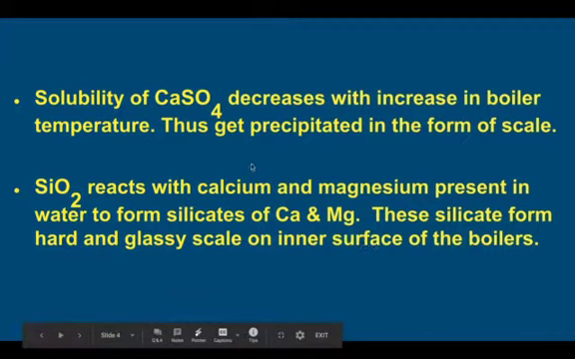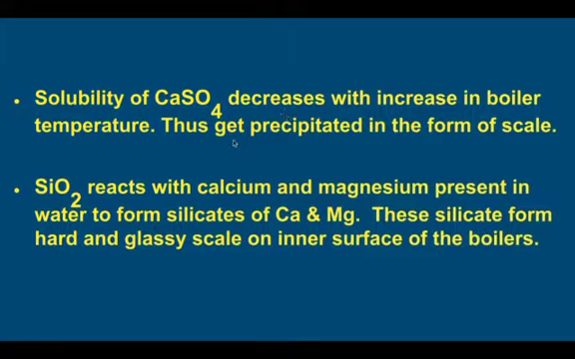Now calcium sulfate. Calcium sulfate's solubility decreases with increase in boiler temperature. So when the boiler is heated to a higher temperature, calcium sulfate which is present in the boiler feed water will get precipitated in the form of scale.